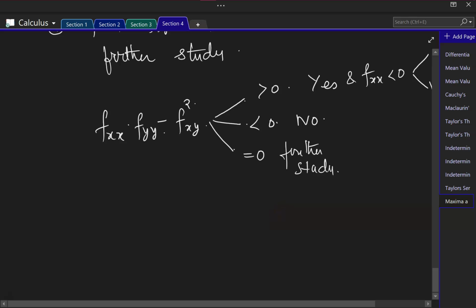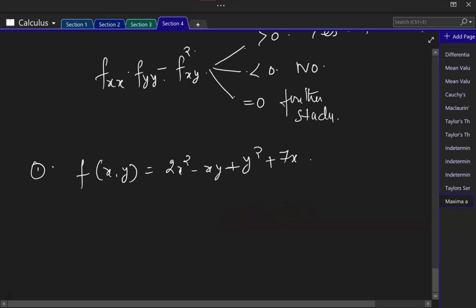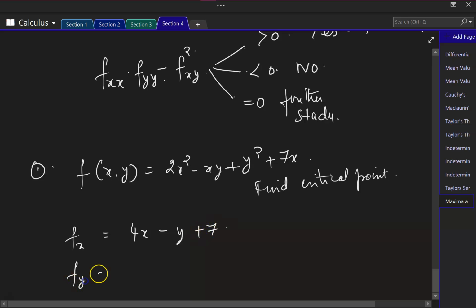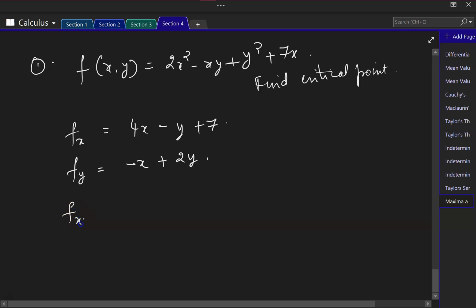Now let's actually solve one or two problems to understand how this all applies. So let us say f of x comma y is equal to 2x square minus xy plus y square plus 7x. Now what we have to figure out is the critical points. So straightforward, partial derivative with respect to x would give us 4x minus y plus 7. Partial derivative with respect to y would give us minus x plus 2y.